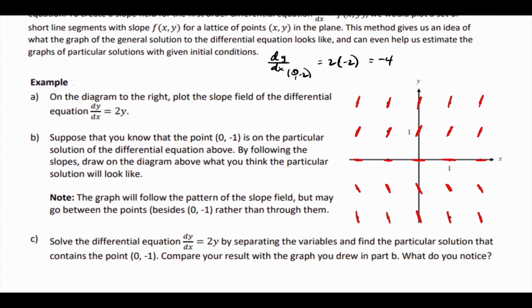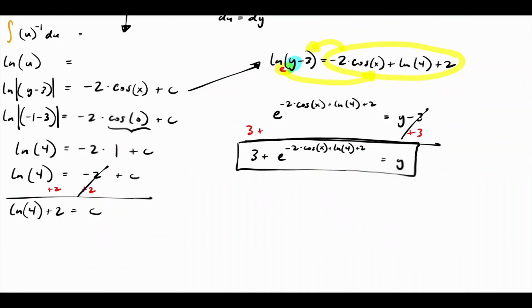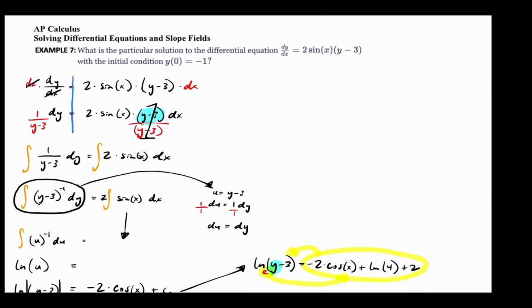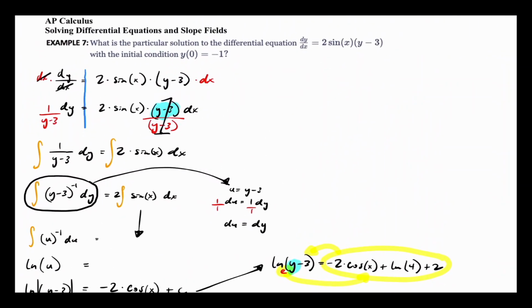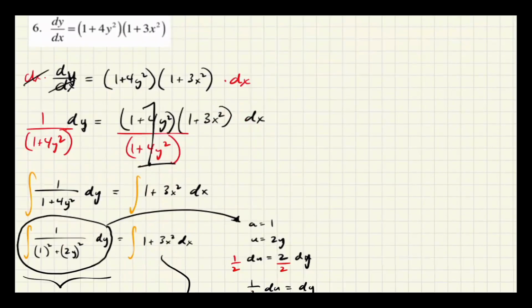And again, part A is going to help you with part B. Suppose that you know the point 0, -1. So let's go find the point 0, -1. Right there. Suppose you know that the point 0, -1 is on the particular solution of the differential equation. So what we did last week, doing this process, is called finding the particular solution, right? That's what we did last week.